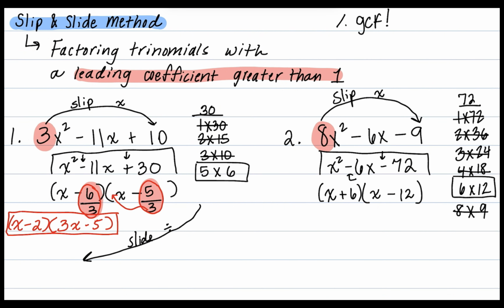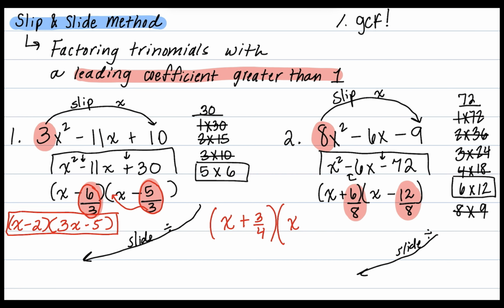But so far, I've still only done slip. I still have to slide and divide. And whatever I slipped into the front, this time I'm actually going to slide that 8 back through. So when I'm looking at these pieces, just as I did before, I have to ask myself, are they fully simplified? When I look at 6/8, that can actually be reduced to 3/4 as a fraction. And my term on the right, 12/8, can also be reduced.